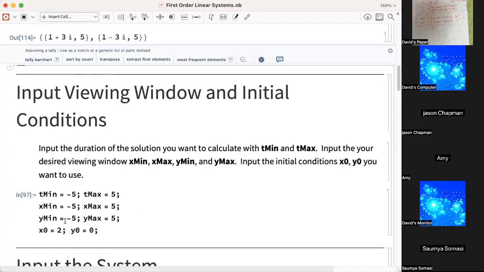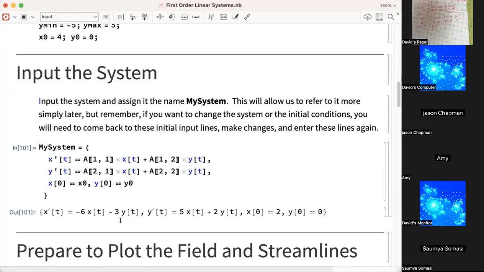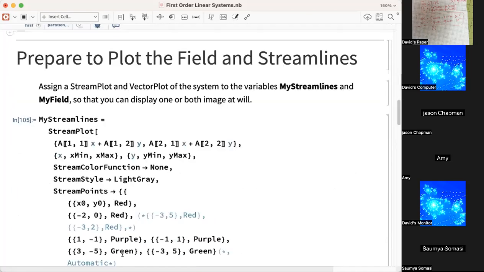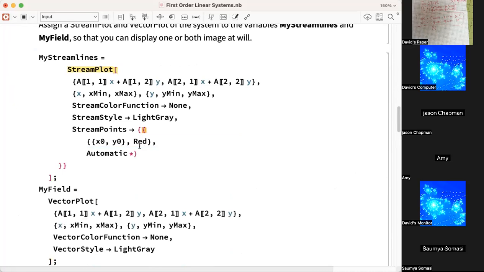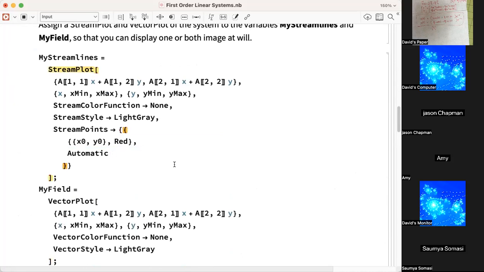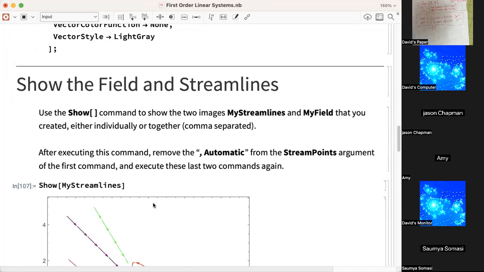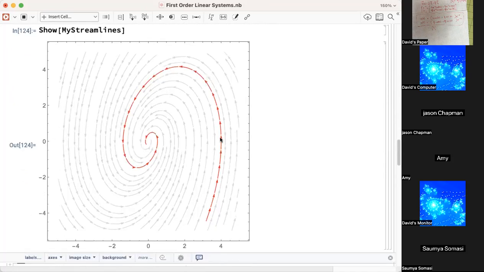So let's do an initial condition through 4, 0. I have to hit enter on this. I don't want all these points distracting me, so I'm going to take out everything except the initial value and the automatic, because I want you to see what happens for all the other solutions. And this is the beauty of what happens. I get a spiral that goes through the point 4 and 0.